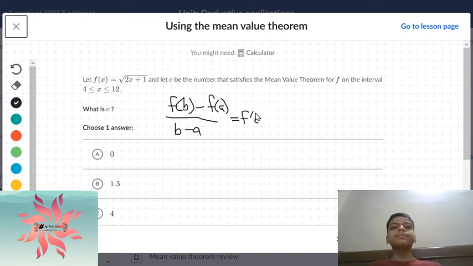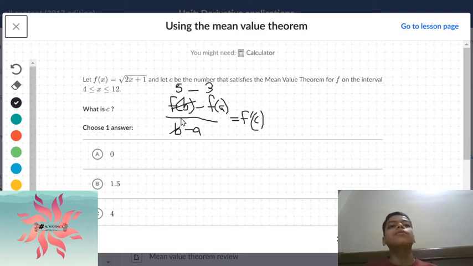Let's figure out what f of b is equal to. b is 12. What is f of 12? 2 times 12 is 24. 24 plus 1 is 25. The square root of that is 5. Minus f of a. a is 4. 4 times 2 is 8. 8 plus 1 is 9. The square root of that is 3.